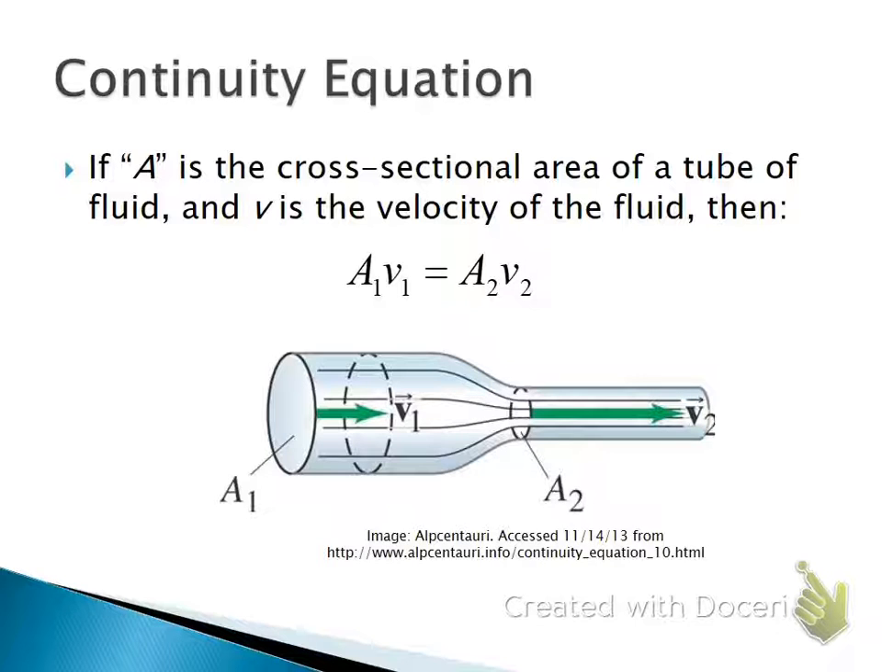Think about it, try this at home. Get a garden hose or something like that, turn it on, then put your thumb over a portion of the opening, and you'll see the water just come flying out at a much faster speed. That's because of the continuity equation here.